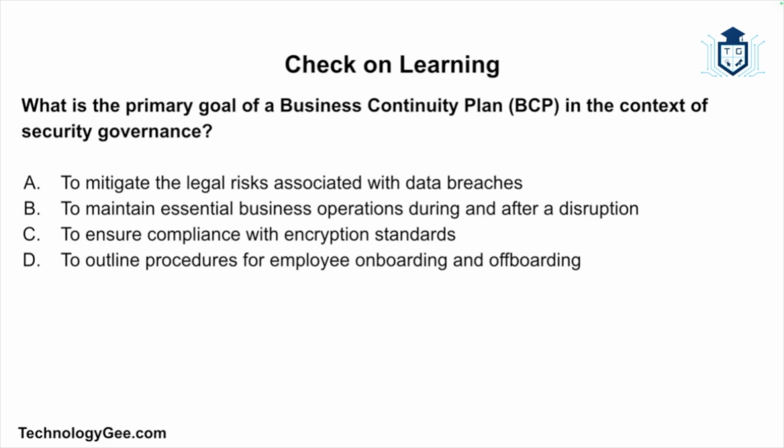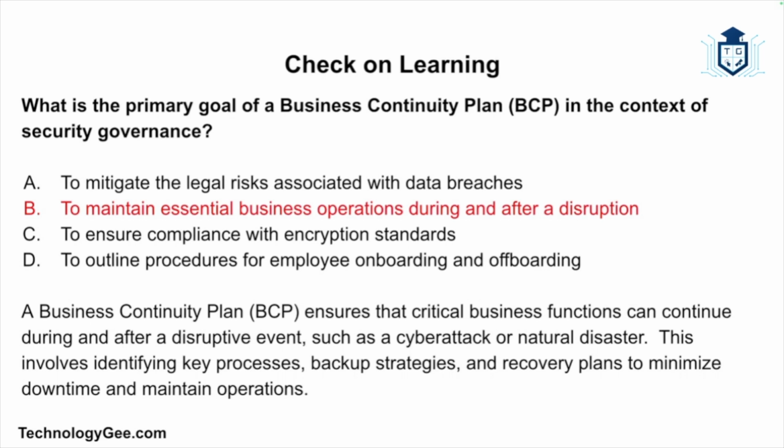And our final question, what is the primary goal of a business continuity plan in the context of security governance? Is it to mitigate the legal risk associated with data breaches? Is it to maintain essential business operations during and after a disruption? Is it to ensure compliance with encryption standards? Or is it to outline procedures for employee onboarding and offboarding?